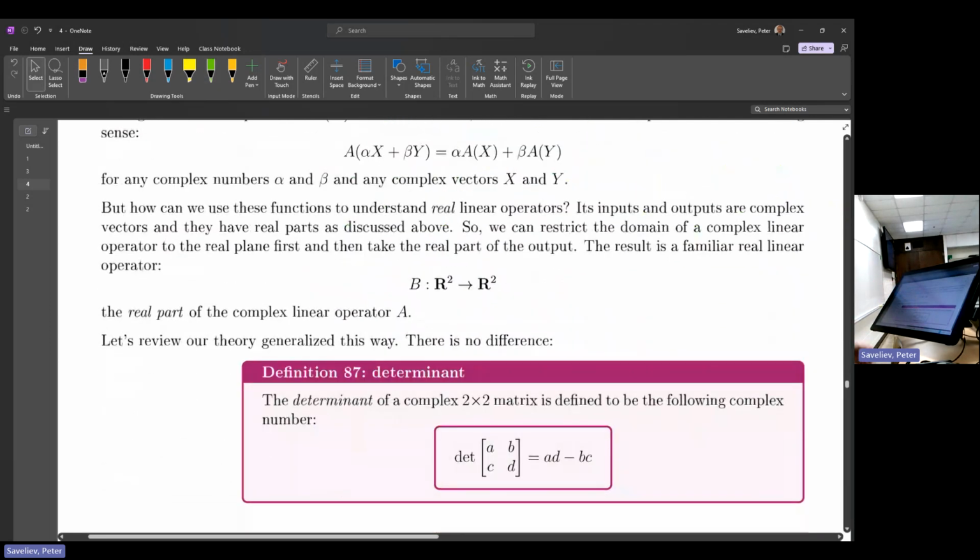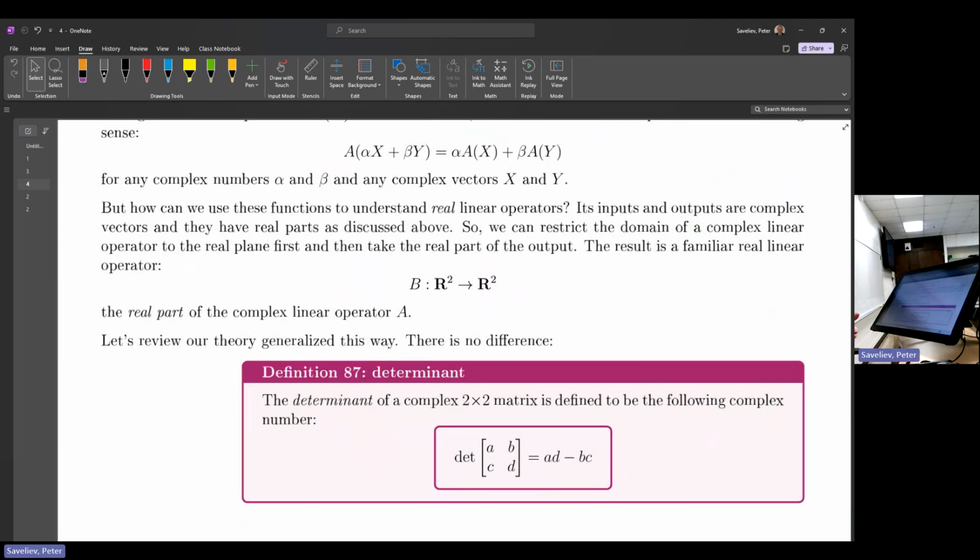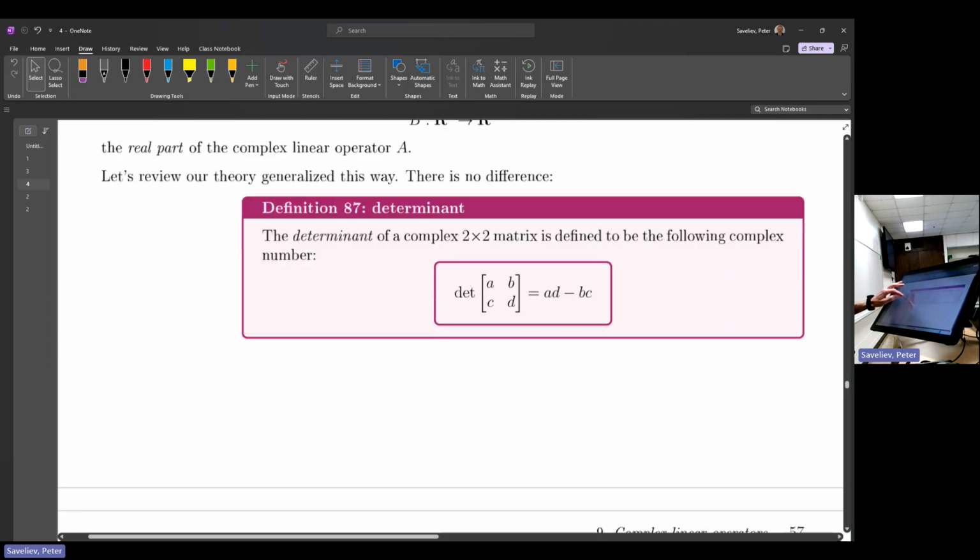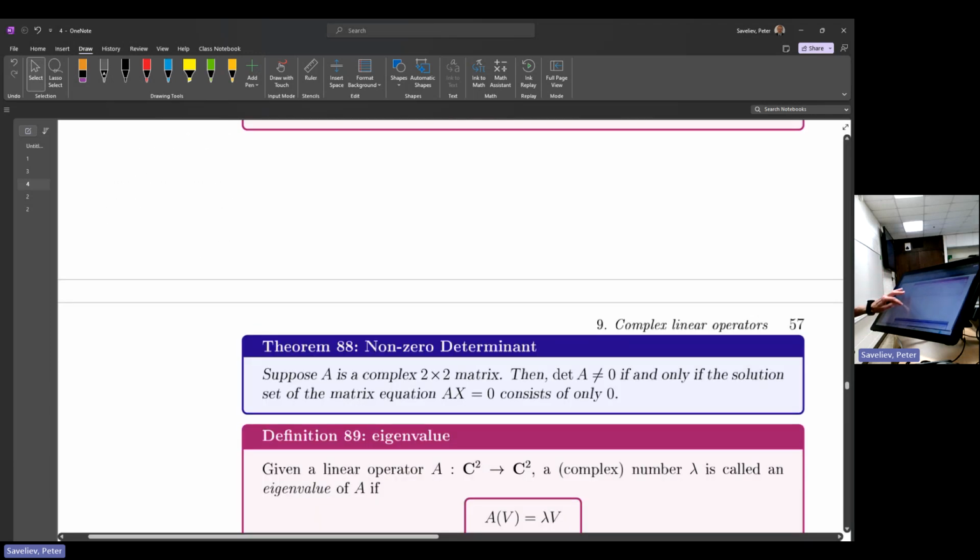For example, what is the meaning of the determinant? It's the same. There is no trouble whatsoever to define it if the basic algebraic operations are available, so we don't have to change anything. So AD minus BC is the determinant of a matrix, even though it's made of complex numbers. So the output naturally will be complex. Even this is the same.